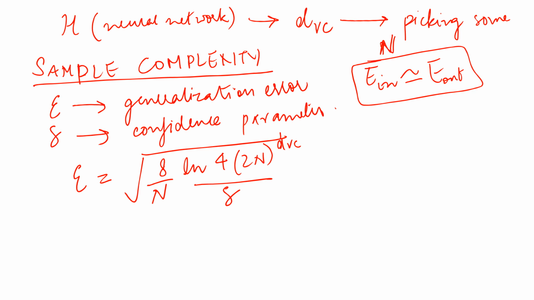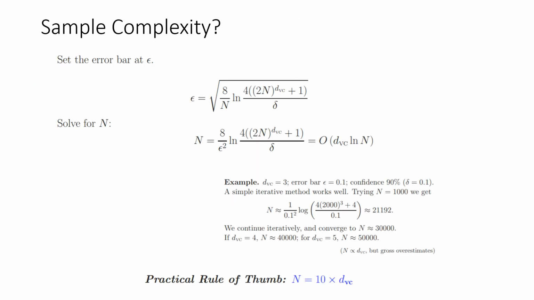So as I said, we can fix a delta, and suppose we want the generalization error to be at most epsilon, then I would say we can solve this equation in order to get some value for n, right? So how do we do that? Let's go to the next slide and see what we are talking about.